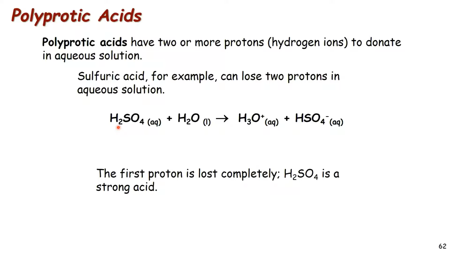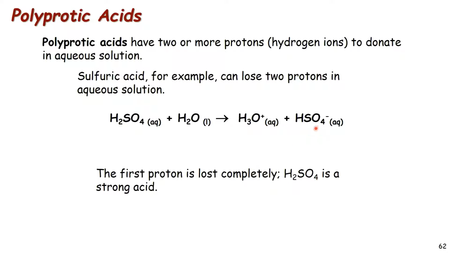So first, we lose the first one. It transfers the hydrogen ion to the water to form the hydronium ion and leaves this here. But this is an acid anion. So this itself is still an acid. Now, sulfuric acid is a strong acid, so that's why we just used a single arrow to indicate that it's a strong electrolyte, and it's just completely dissociating into this.